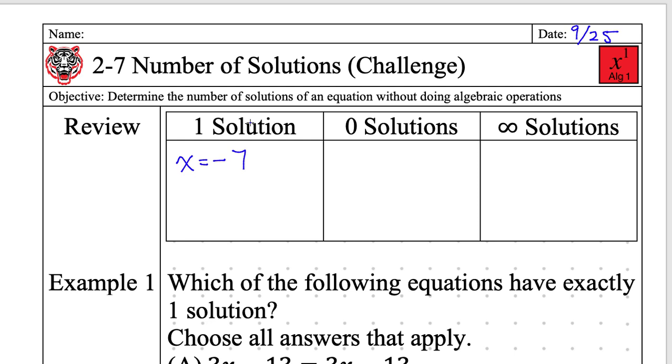Someone else give me another one. Jade, your card I think should be in for the warm-up. We'll go with Esha. Sorry about that. Say again, Esha. Another example. T equals 2. T equals 2. Perfect. So a variable equals a number. Thank you. Okay, what about zero solutions?